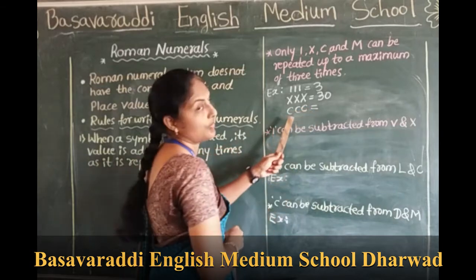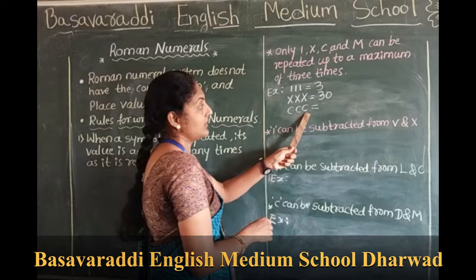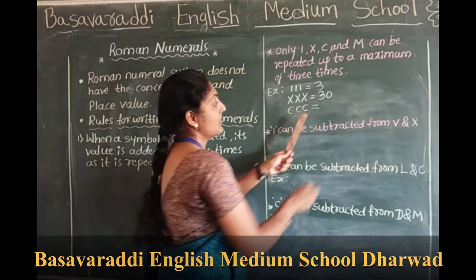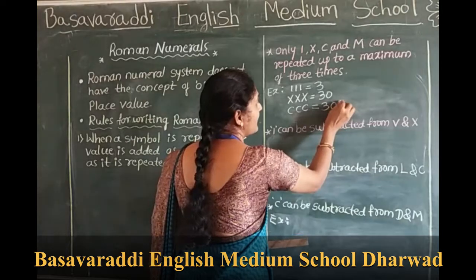CCC: the value of the C is 100, 100, 100. The C is repeated 3 times. So the value of 3 C is 300.